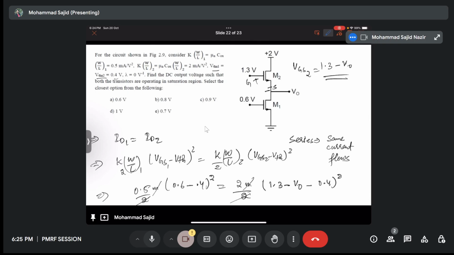Okay, let's just have a quick look at this problem. For the circuit shown in figure 2.9, consider K W by L 1 is mu1 Cox W by L, and these are equivalent to each other, and it's equal to 0.5, and similarly K W by L 2, both are NMOS. The second one is 2 milliampere per volt square. VTH1 and VTH2 are equivalent to 0.4, lambda is 0. Find the DC output voltage, that is V0, such that both the transistors are operating in saturation.